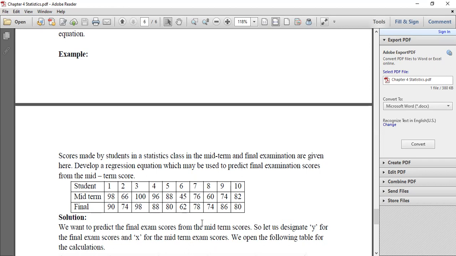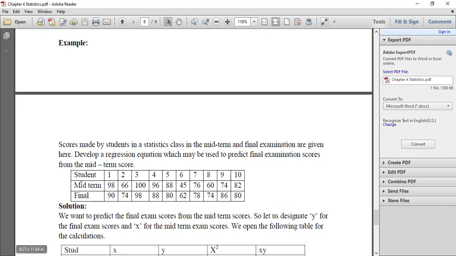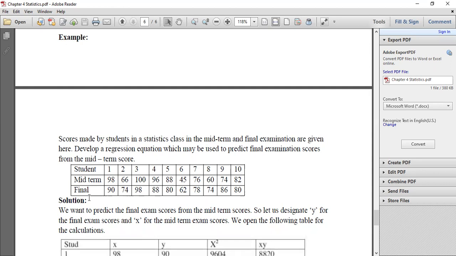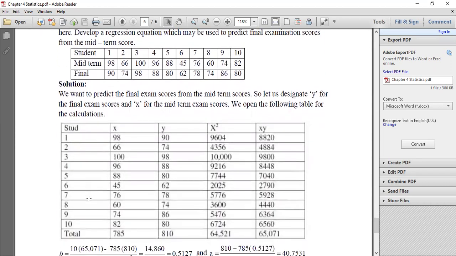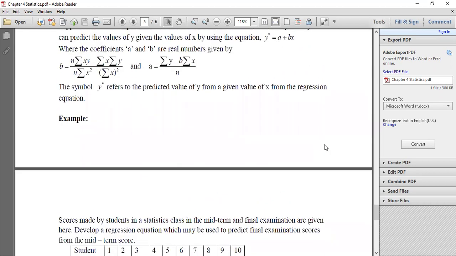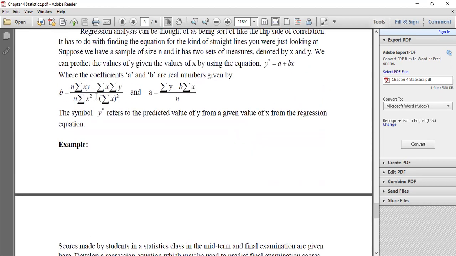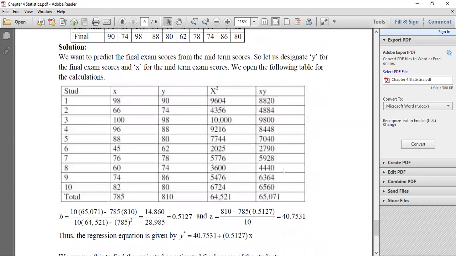So can we be able to predict that? We put our midterm to be X and our final to be Y. And again, we come up with a table almost similar to the previous one for correlation. But here you can see we do not have the values of Y squared. The reason being, we do not need the values of Y squared in our formula for B or for A. That's why they are not included here.